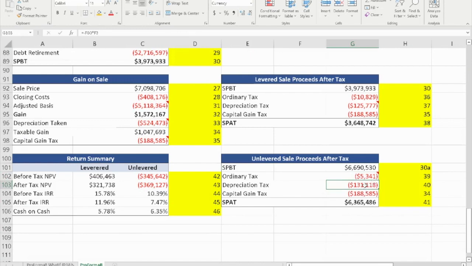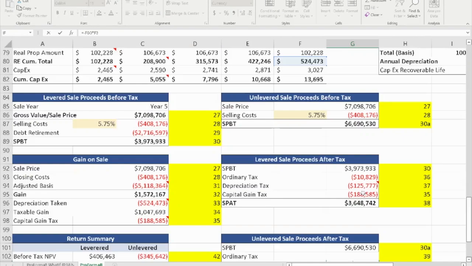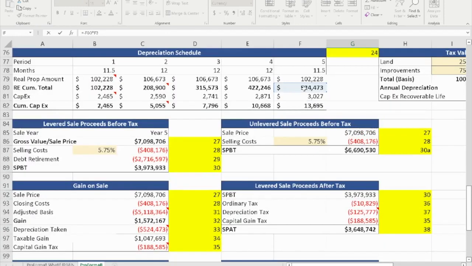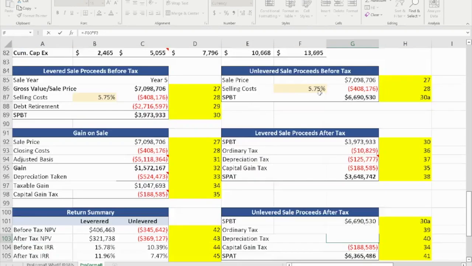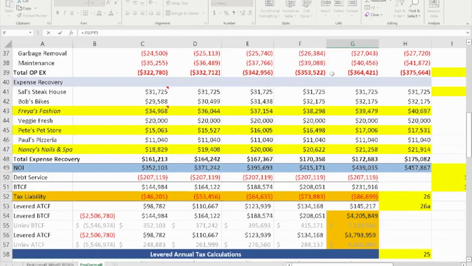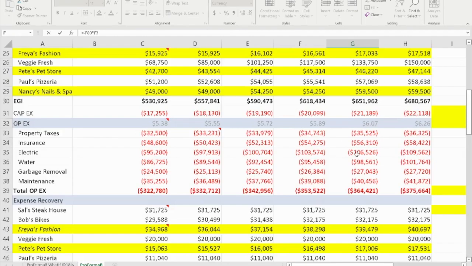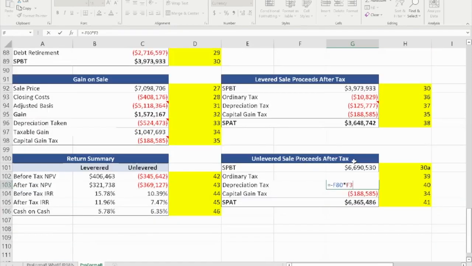And then the depreciation tax is going to be equal negative, open paren, the cumulative depreciation for the property times your depreciation tax. You should have $131,000. The capital gains tax is already calculated, so you can just reference that cell here, C98. Once you've done that, your sales proceeds after tax is $6.3 million.